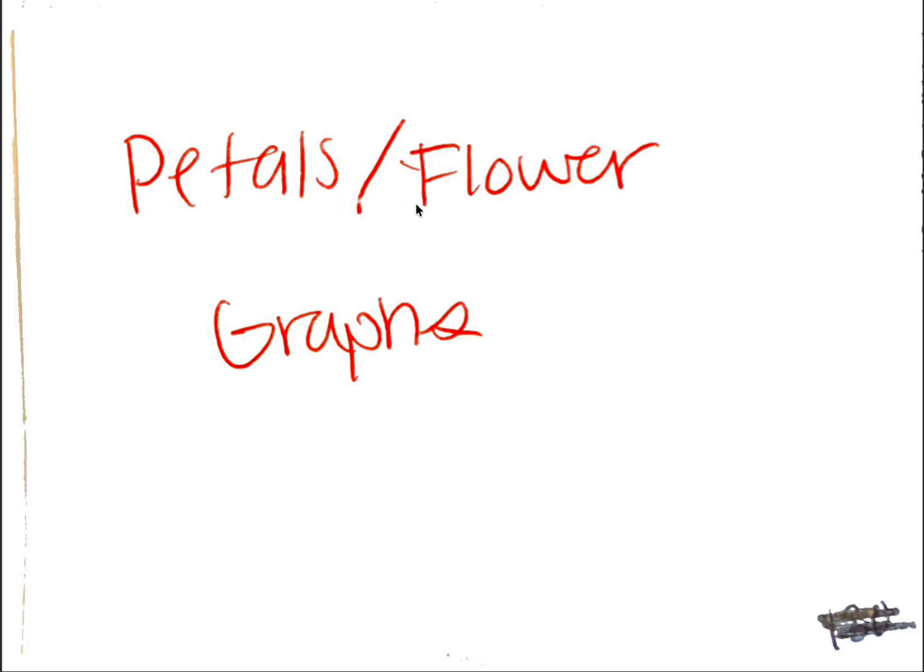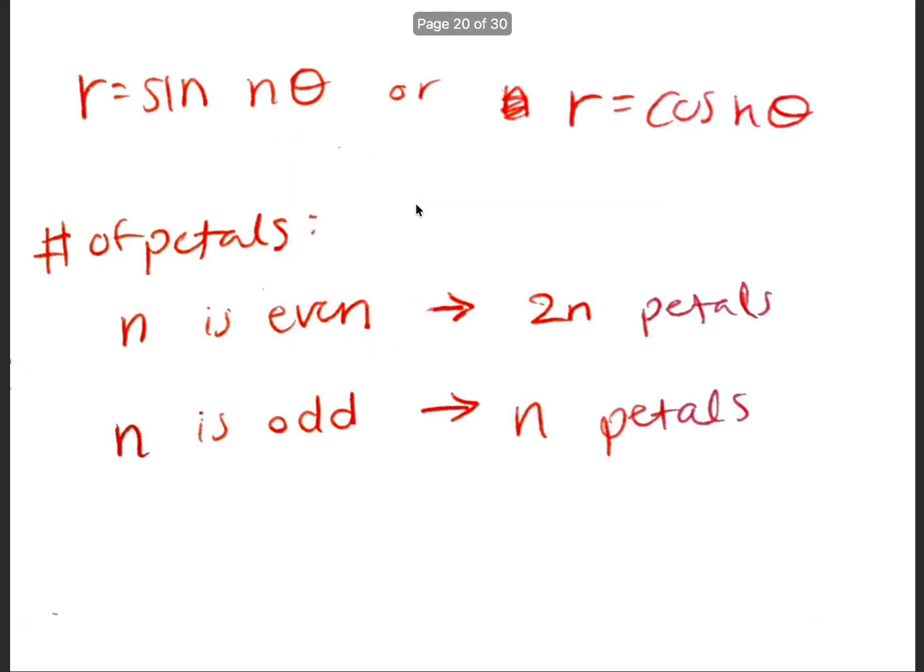Petals or flower graphs. Those are always interesting but tedious to draw, and it's really easy to make mistakes. So r is equal to sine of n theta, or r equals cosine of n theta. It's good to know the number of petals before we actually draw. It will help us eliminate some potential mistakes. If n is an even number, then there are 2n petals. If n is an odd number, there are n petals.